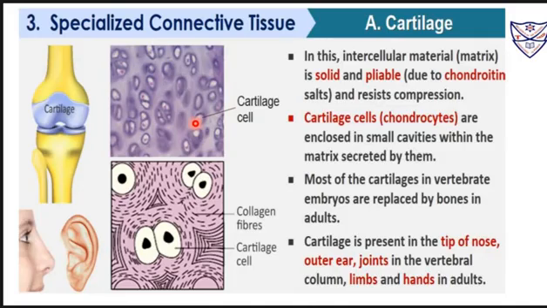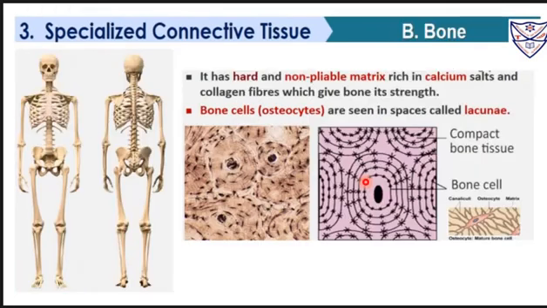Cartilage is present in the tip of our nose. So when you touch it, you can actually feel the cartilage. It is also present in the outer ear, joints in the vertebral column, and limbs and hands in the adults. The next one is the bone.